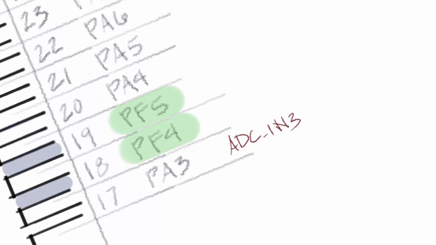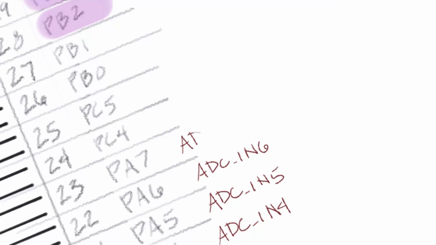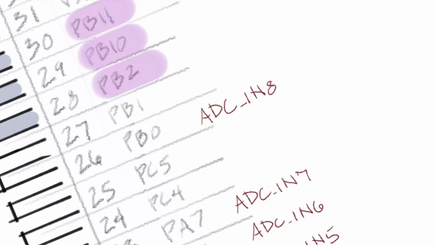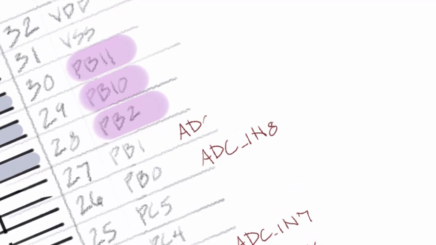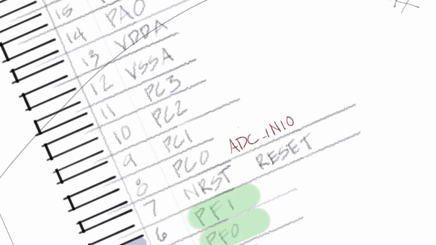Number 17 is ADC IN3. Number 20 is ADC IN4. Number 21 is ADC IN5. Number 22 is ADC IN6. Number 23 is ADC IN7. Number 26 is ADC IN8. Number 27 is ADC IN9. All the way to number 8 is ADC IN10. And these are the alternate functions, by the way, of these pins. These pins are used for general purpose input-output, but they can also be used for the analog to digital converter.